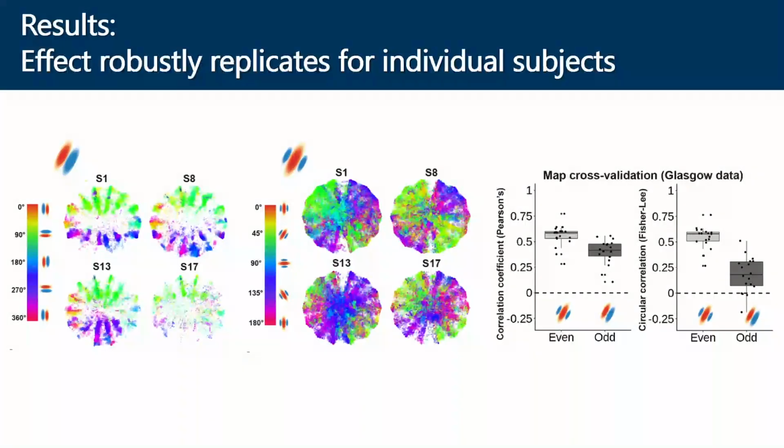We can also see these results at a single subject level. Here are examples of four subjects. And we can also cross-validate it at a map level.